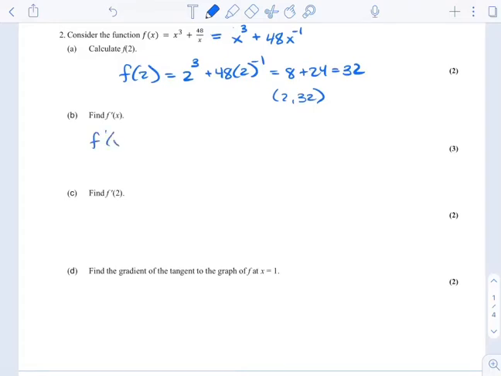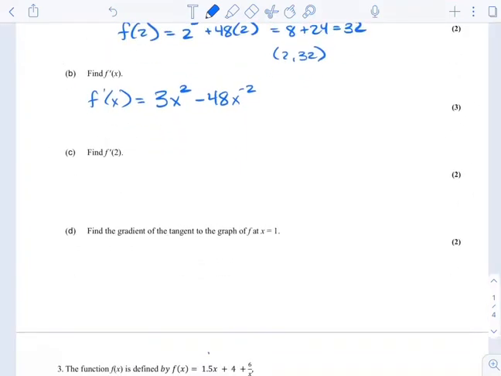f dashed x, that's just the derivative formula. So what I'm going to do is I'm going to look up at the formula up here, and I'm going to multiply the exponents by the number out front. So 3 times 1 is 3x, and we lose one of the exponents. For the next one, we have negative 1 times 48, which would be negative 48. And we lose one of the exponents. It goes from x to the negative 1 to x to the negative 2.